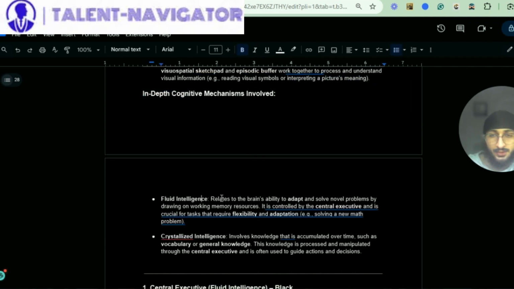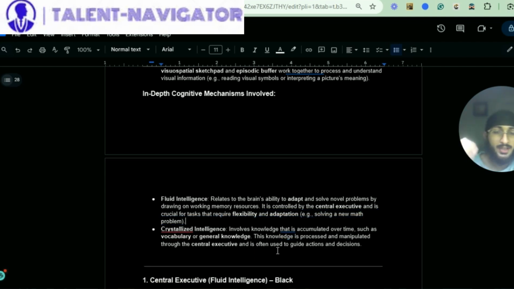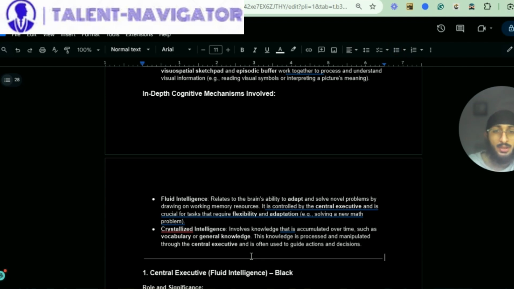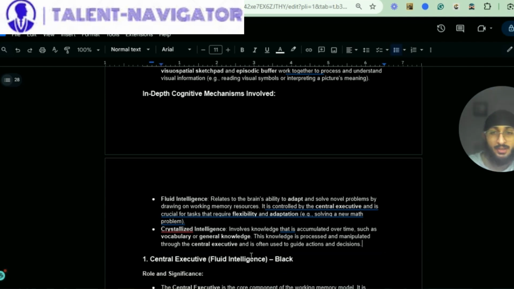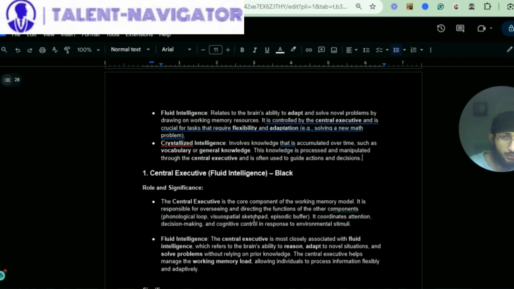So fluid intelligence relates to the brain's ability to adapt and solve novel problems by drawing on working memory resources. It's controlled by the central executive and is crucial for tasks that require flexibility and adaptation. For example, solving a new math problem. And crystallized intelligence involves knowledge that is accumulated over time, such as vocabulary or general knowledge. The knowledge is processed and manipulated through the central executive and is often used to guide actions and decisions.